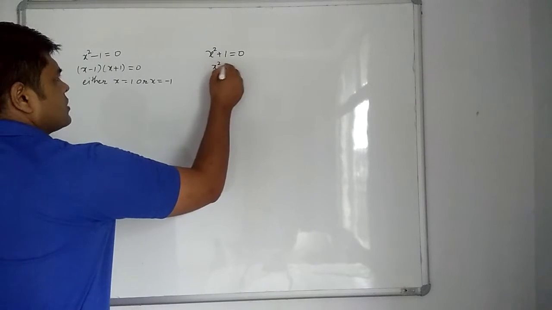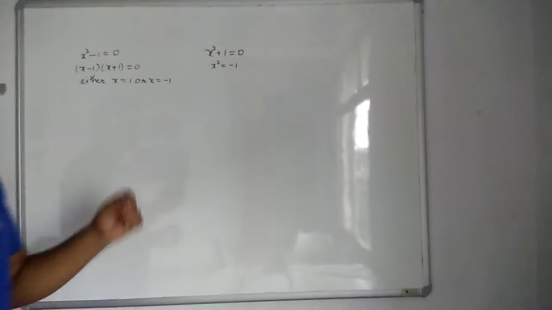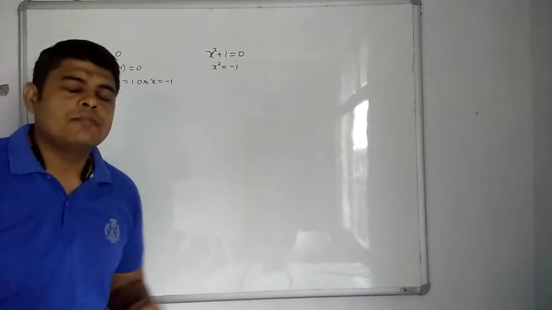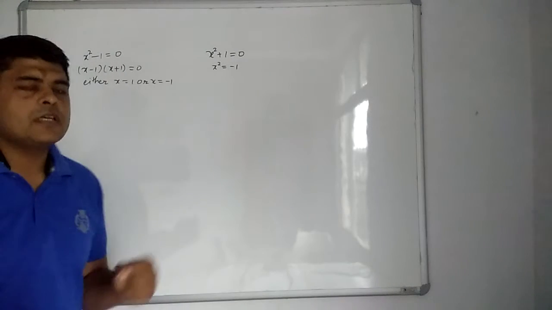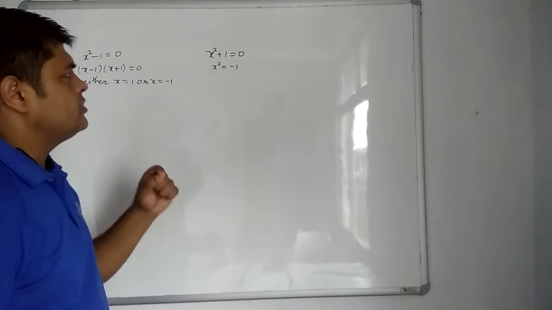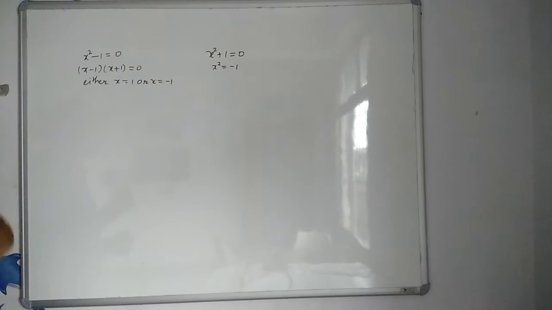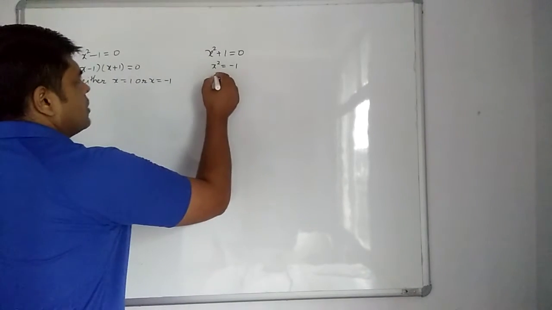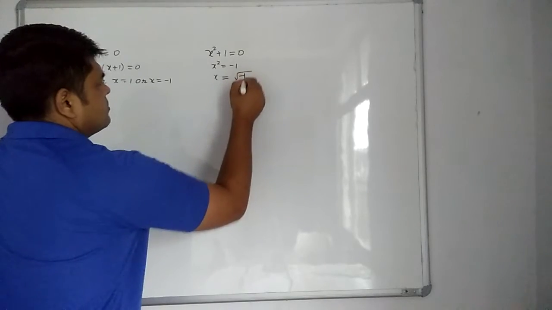This gives you x square equals to minus 1, and in the set of real numbers there is no number possible, no real number is possible whose square is minus 1. Now there is a need of a new branch of number, and that new branch of number starts with this. So it is x equals to square root of minus 1.